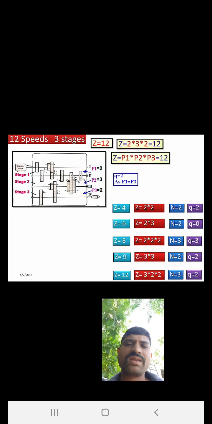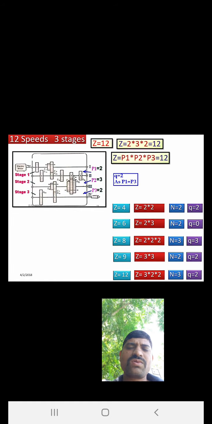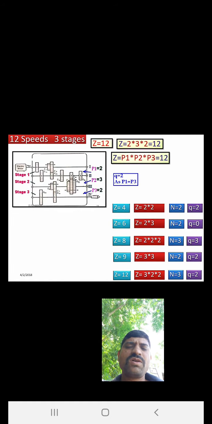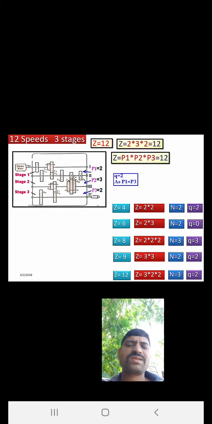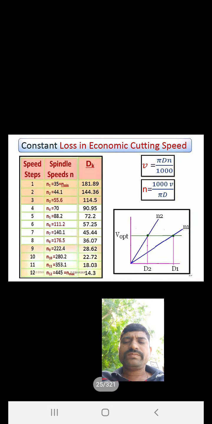Again see, in that figure we have written the 2 into 3 into 2 combination, but here again check the 3 into 2 into 2 combination. This is also possible. Then number of stages 3 and Q is equal to 2 because P2 is equal to P3. Okay, all of you getting?